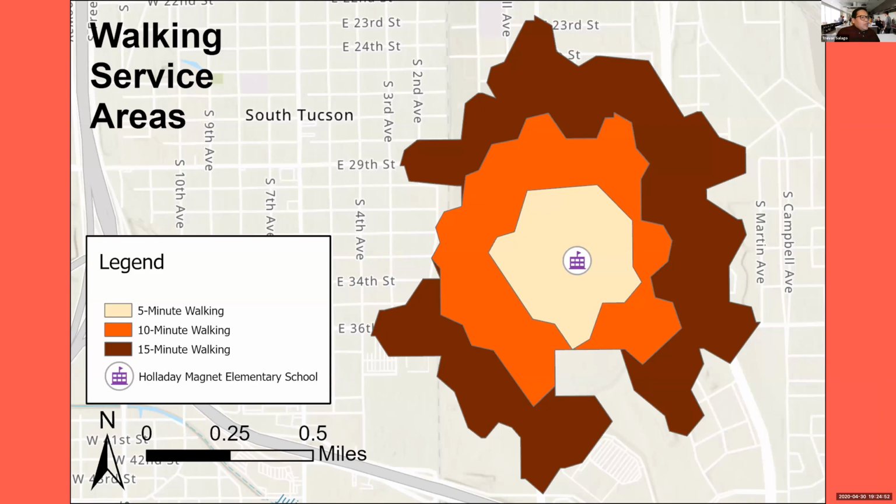The following map shows the walking service area. This is important as it shows potential areas of where advertisements can be placed. The demographic data from these service areas also help Holiday determine which ethnic or racial groups it can reach in a walking distance of 15 minutes or less.